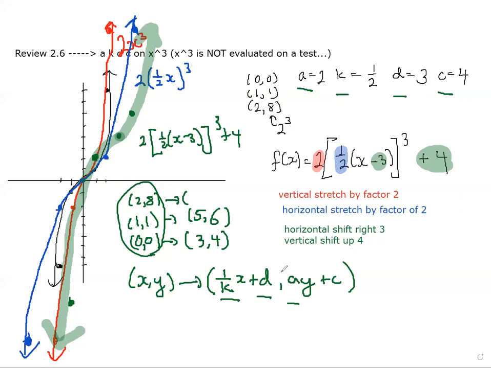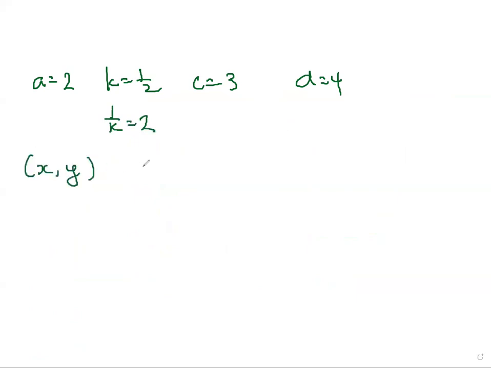In other words, let's try it. So 2, half, 3, and 4. I'm going to clear all of this. A is 2, K is half, C is 3, D is 4. So that means 1 over K would be a 2. X, 2y becomes 1 over k x plus d, a y plus c.